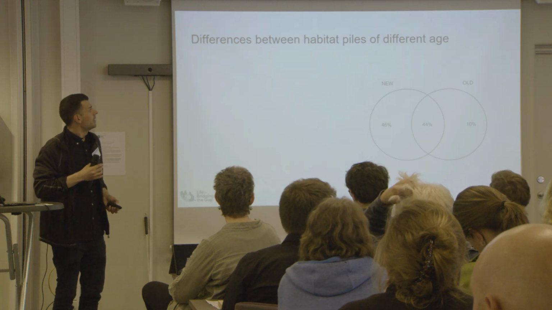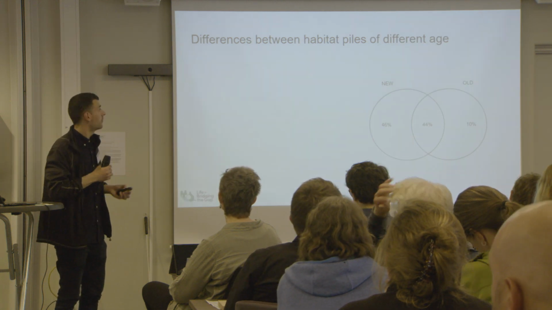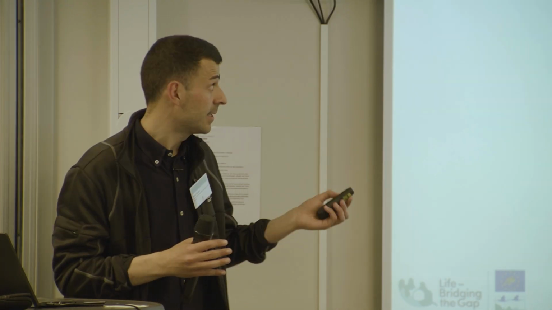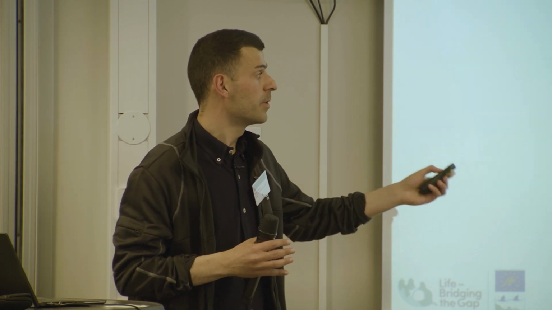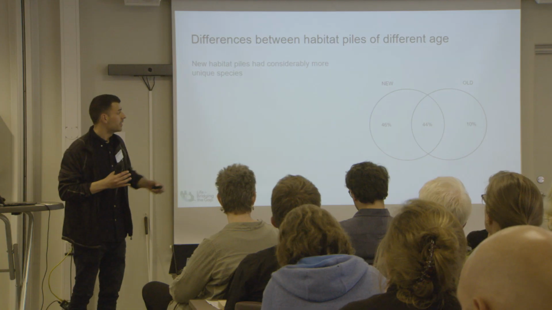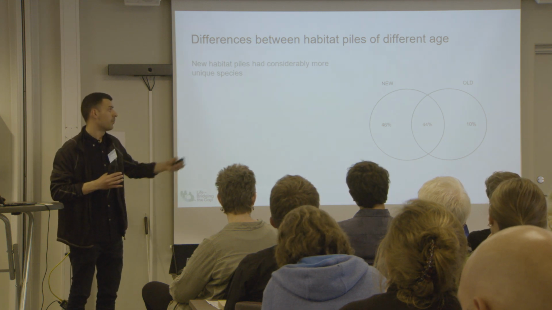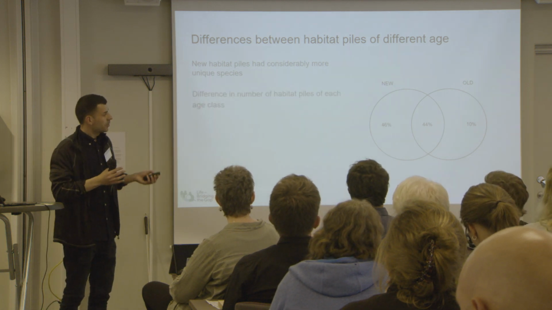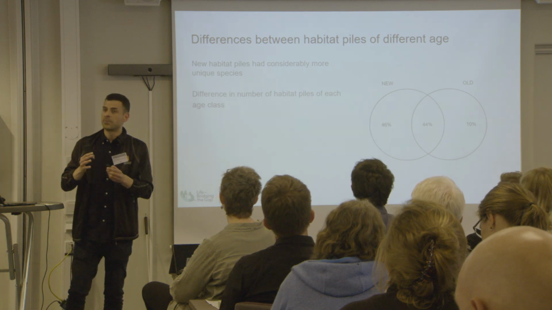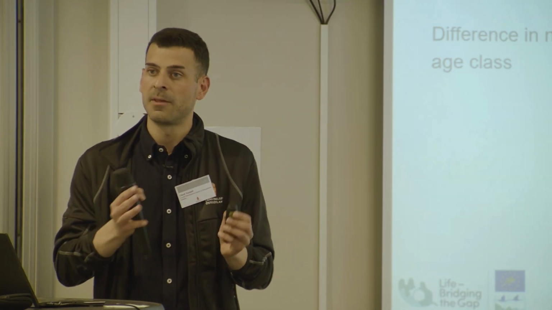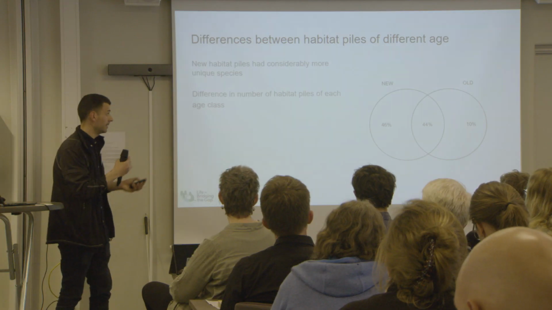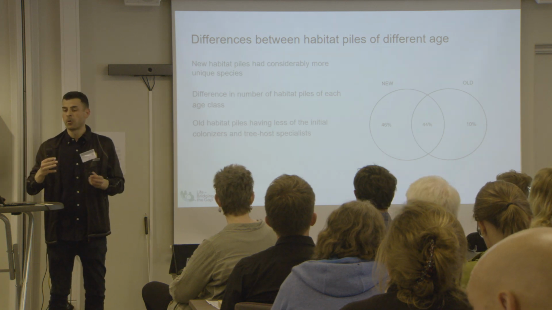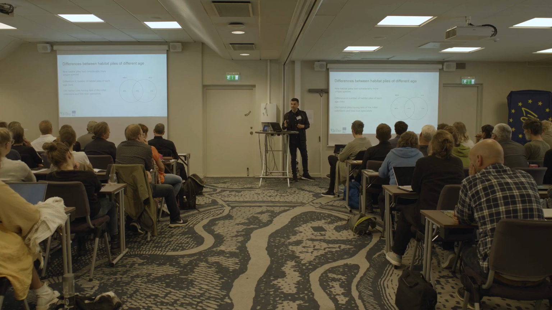And when it came to the difference between the habitat piles of different age, the new ones, those that were part of light BTG, approximately 3 years old at the time, were considerably richer in unique species. They contained 46% that were unique, while 44% were shared between the old versions and the new versions. This could, however, be explained to some extent by the skewed distribution of the two models. We had a lot more of the new log piles in this study. Another reason could be that there are fewer initial colonizers in log piles that are older or in a later decay stage, I guess.